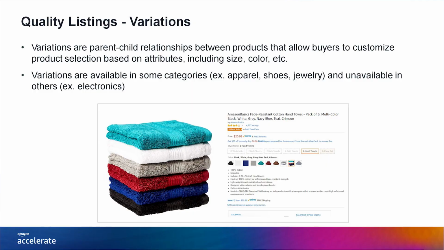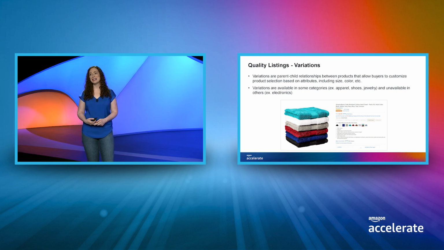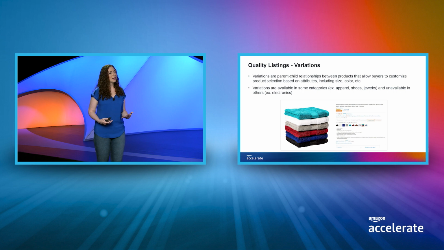Variations can be added to many categories on Amazon to group materially similar products together on the same detail page. Variations are available and encouraged for products that may have multiple sizes and colors, like clothing, shoes, jewelry, or luggage. Some categories like electronics don't allow variations, but you can submit a request to our seller support team by creating a case within Seller Central. A good example of this would be a laptop with multiple color options.